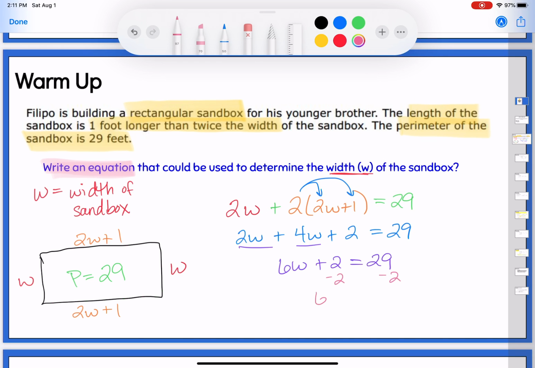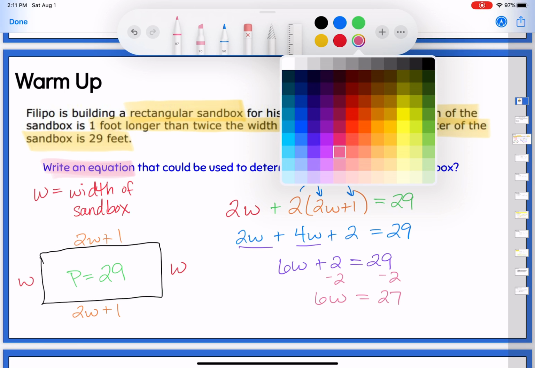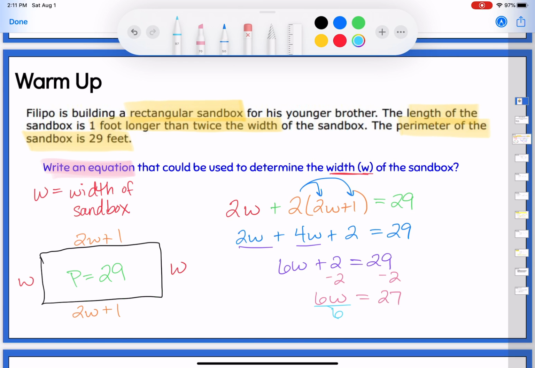Oh boy, we're going to get all kinds of messy here. I get 6W equals 27, right? And then I have to divide both sides by 6. I get W equals 27 sixths. Now, if I get my calculator out, I'm pretty darn sure I'm going to get a repeating decimal. Should I write the repeating decimal? Absolutely not. We want exact in this class unless it tells us specifically not to. So if I look at this, I can divide both of these by 3. So I would get 9 over 2, right? So I could leave my answer as 9 over 2.